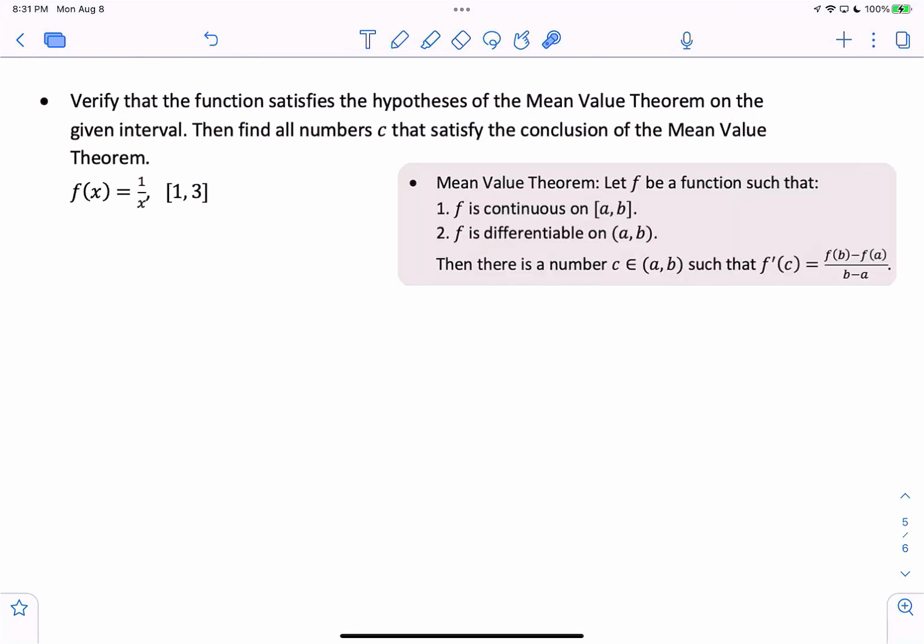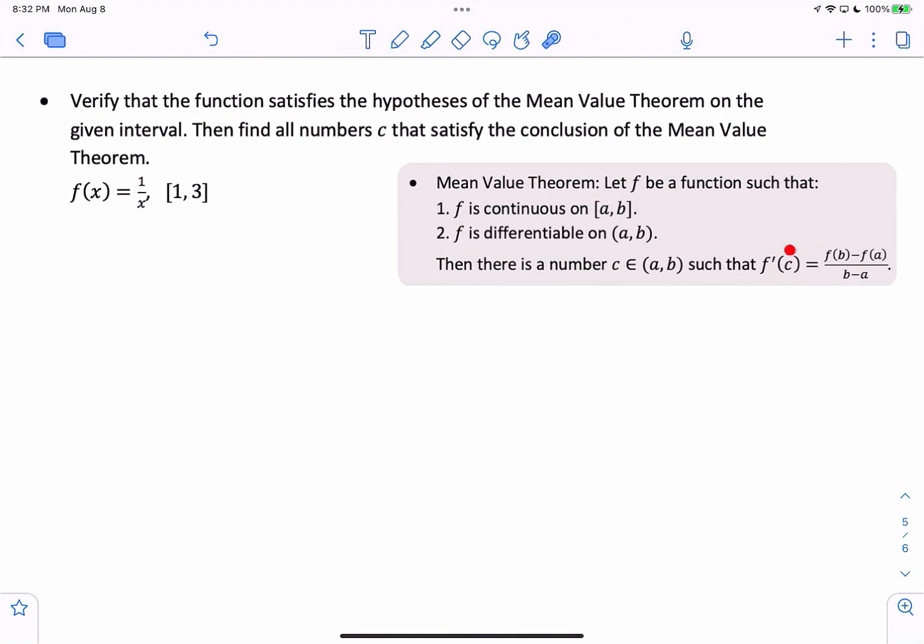As a reminder, the mean value theorem has two hypotheses. f is continuous on a closed interval, f is differentiable on an open interval, and there's a number c such that the slope of the tangent line is equal to the slope of the secant line. By the way, I didn't say this during the mean value theorem video. It was long enough already, wasn't it?